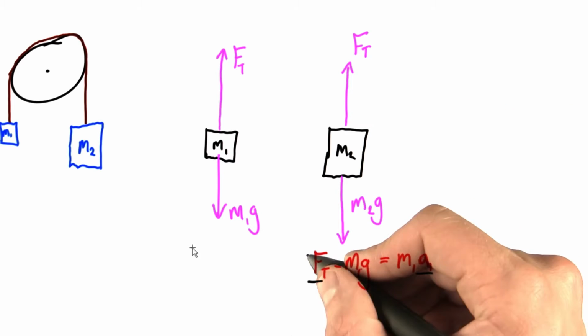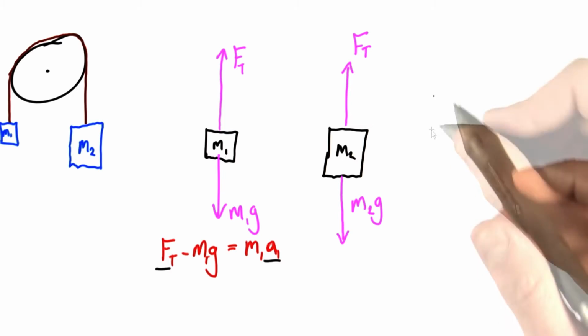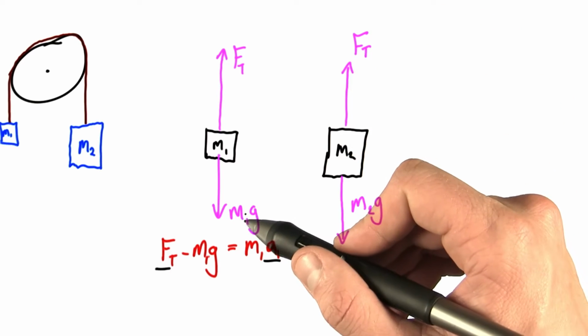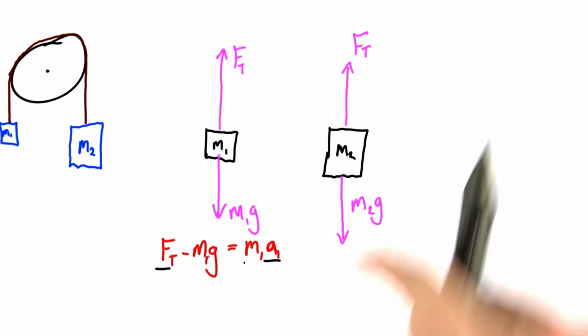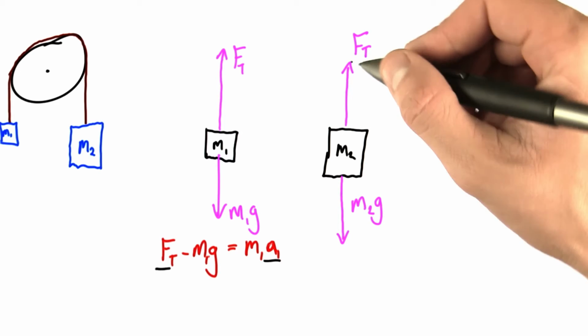And before we go any further, I'm going to move this equation over here to emphasize that it belongs with block 1. Now previously we showed that Ft has to be bigger than m1g since it's accelerating that way. Well, m2 we know must be accelerating this way. So m2g must be bigger than Ft.